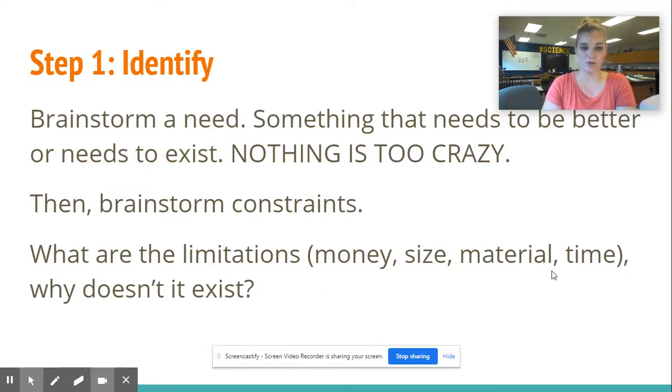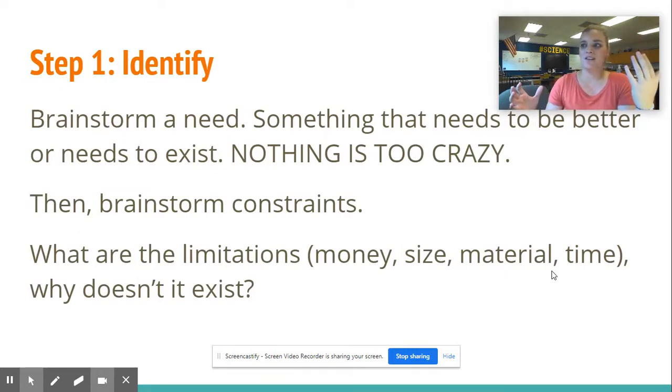And there's nothing too crazy to try to make better or something that you think could exist in the world. Elon Musk is probably known as one of the craziest people in the world, but all he is doing is sitting there and thinking of things that no one else has the courage to think can exist, and he's making it happen. Then we have to brainstorm our constraints.